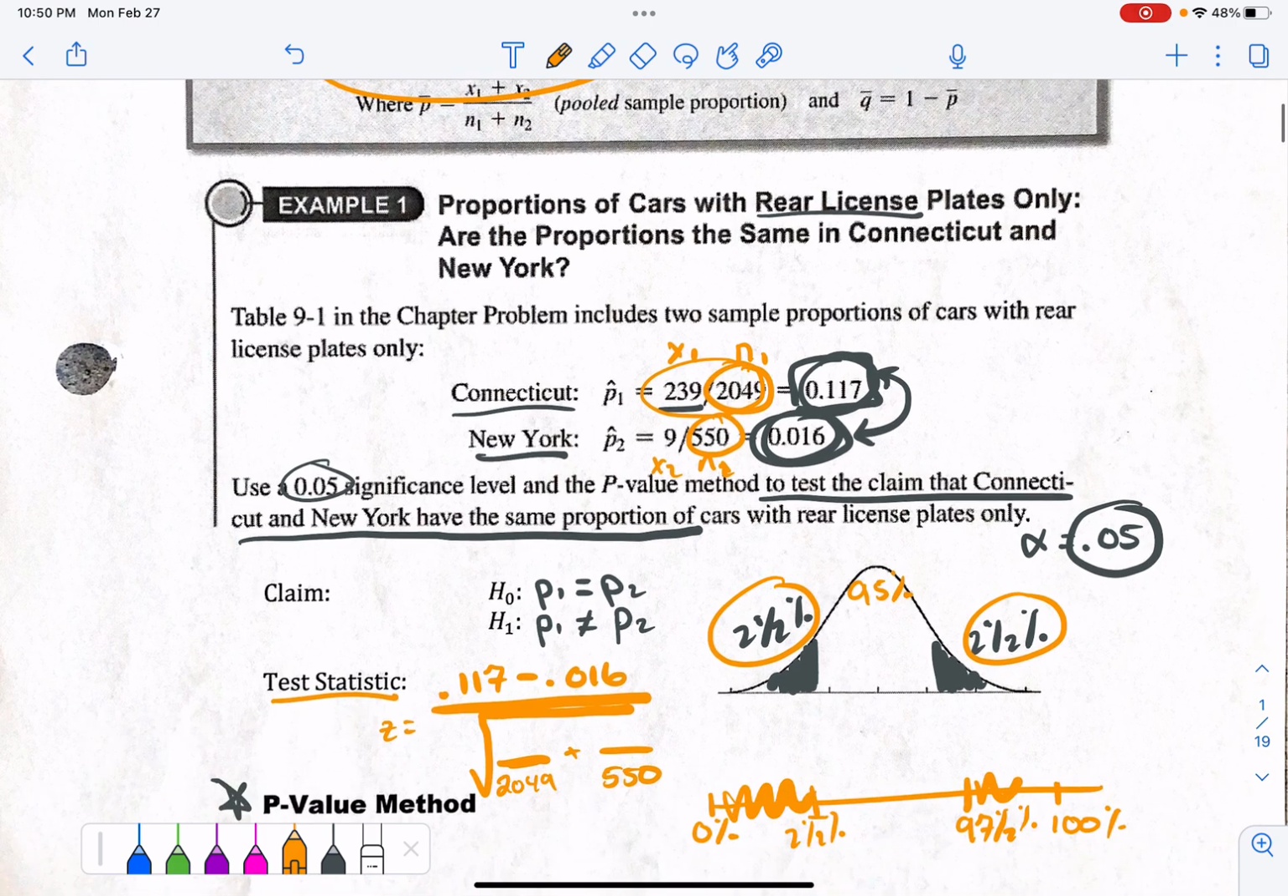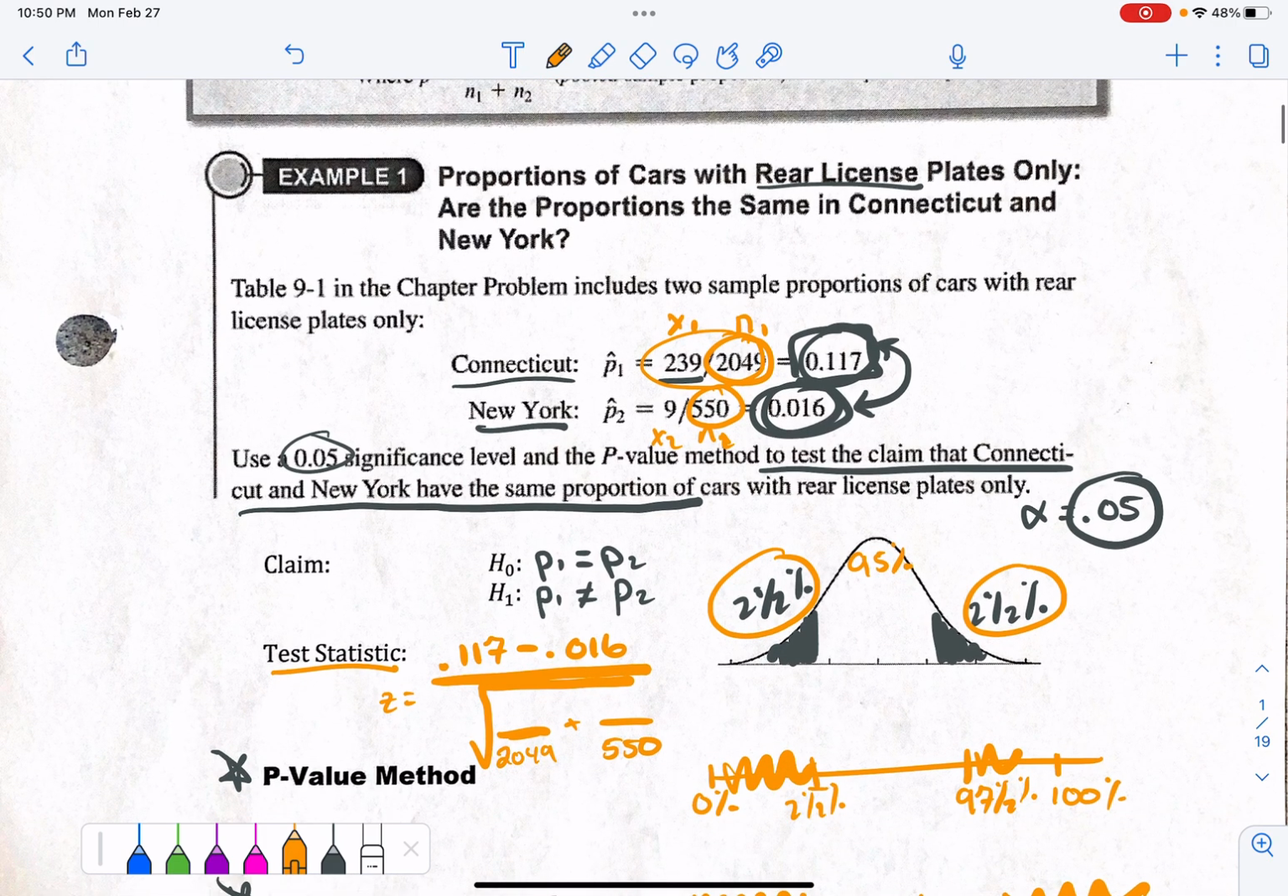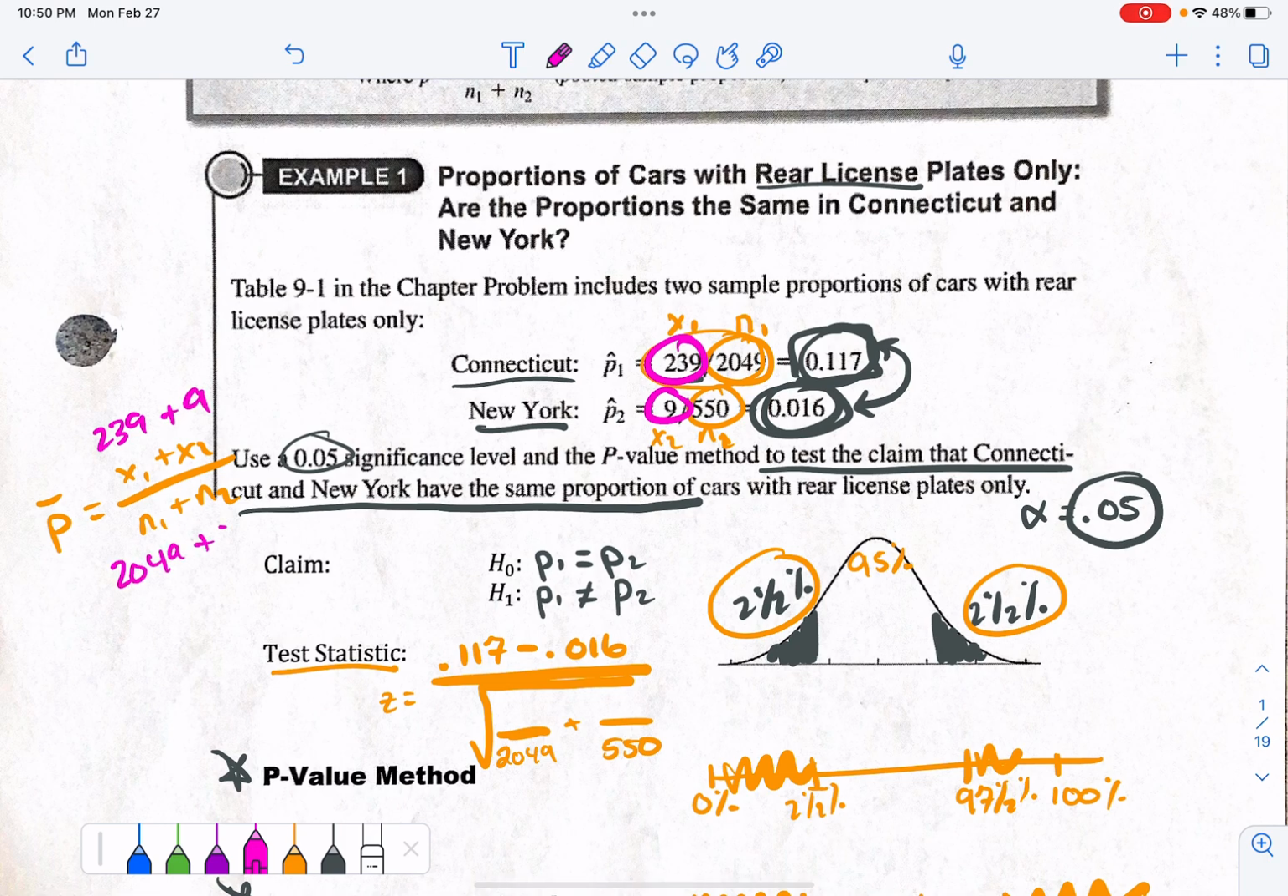Then I have to find P bar. P bar is X1 plus X2 divided by N1 plus N2. So I'm literally just going to take 239 plus 9, and I'm going to add those together and I'm going to divide by 2049 plus 550. Give me a moment to do that.